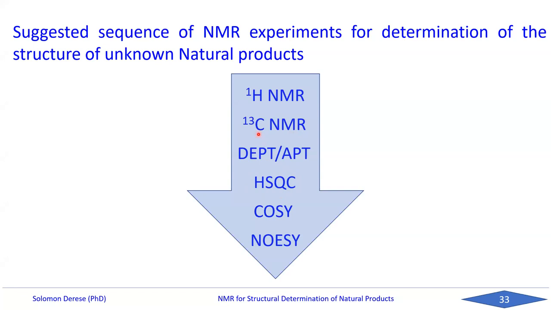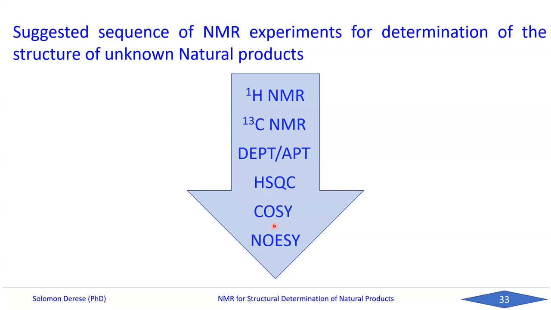Then once you have done that, I forgot to include here, sorry, COSY, and then HMBC, then NOESY correlation. If you follow these steps and provide as much information as possible from them, you can be in a position to determine the structure of an unknown organic compound.